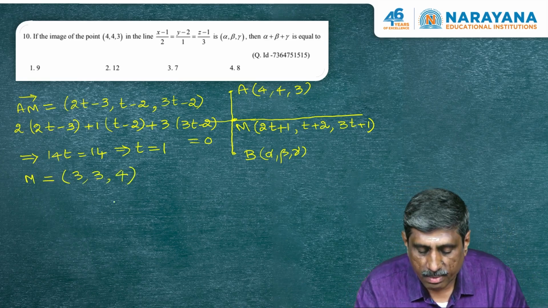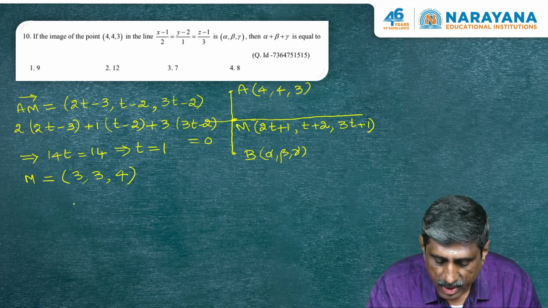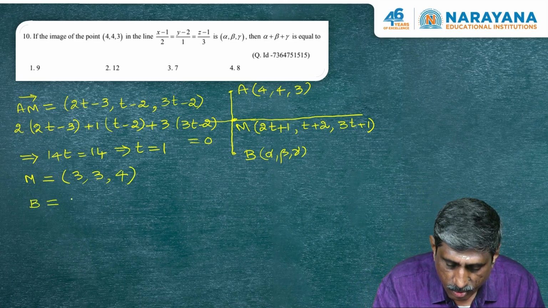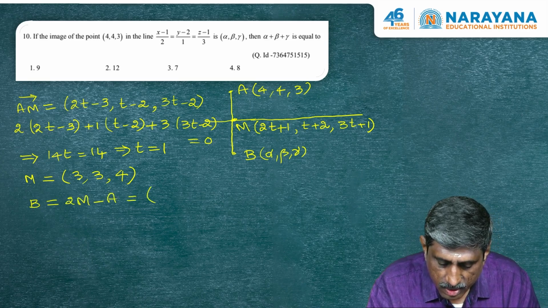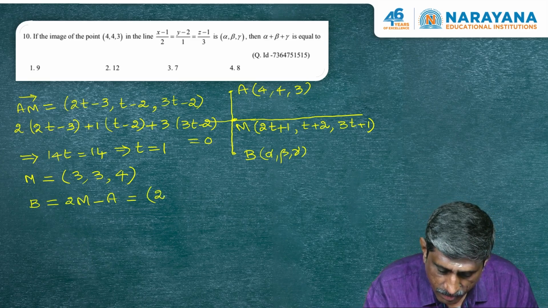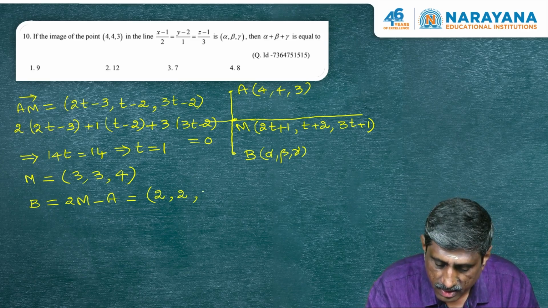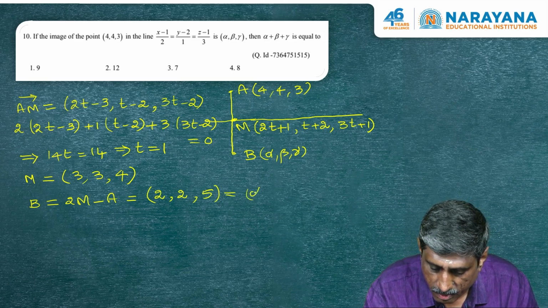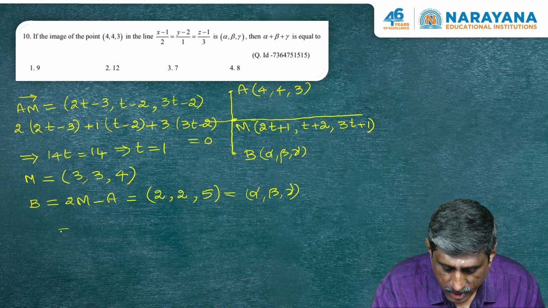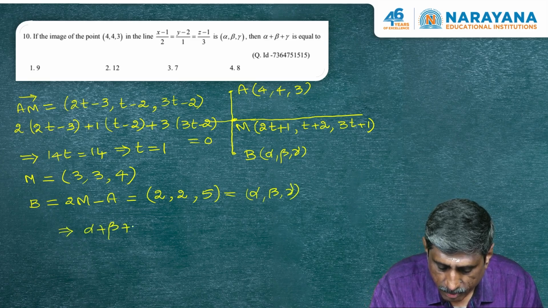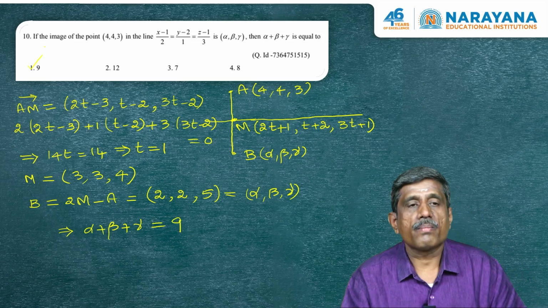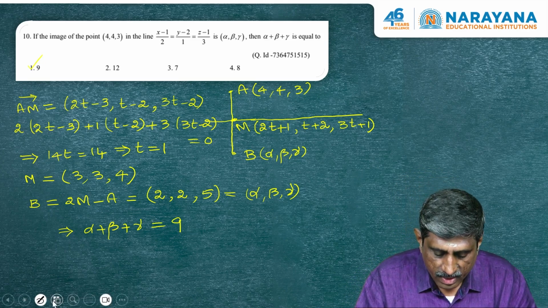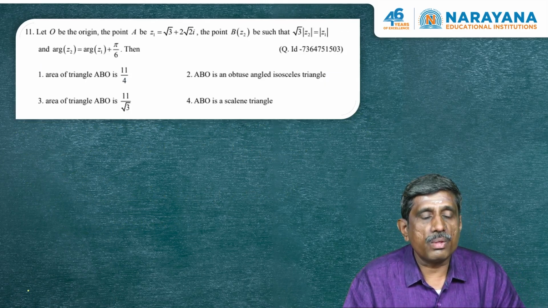Now, we have to find the point B, and because M is the midpoint of AB, the point B is equal to 2M minus A, which is 6 minus 4, which is 2. Similarly, 6 minus 4 is 2, and 8 minus 3 is 5, which is alpha, beta, gamma. Therefore, alpha plus beta plus gamma is 9. So, alpha plus beta plus gamma is equal to 9 is the correct answer for question number 10. Now, let us move on to the 11th question.